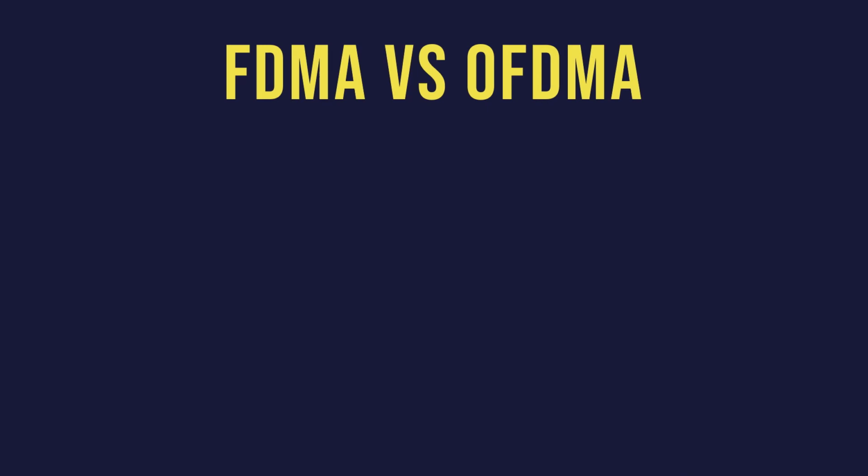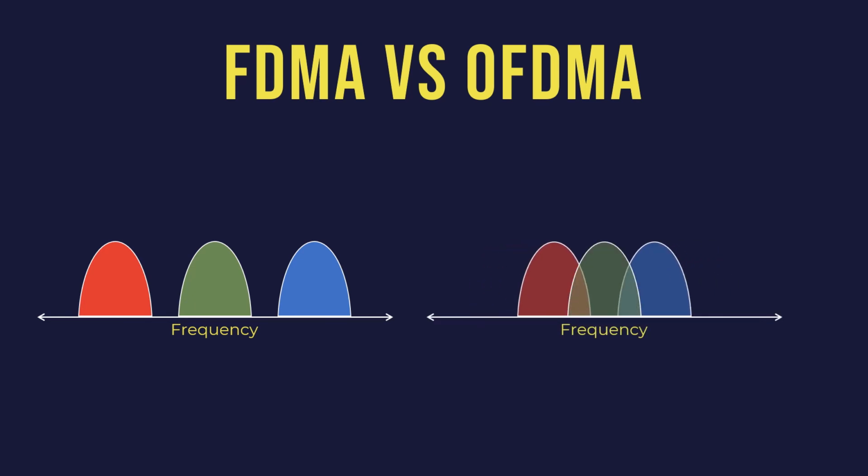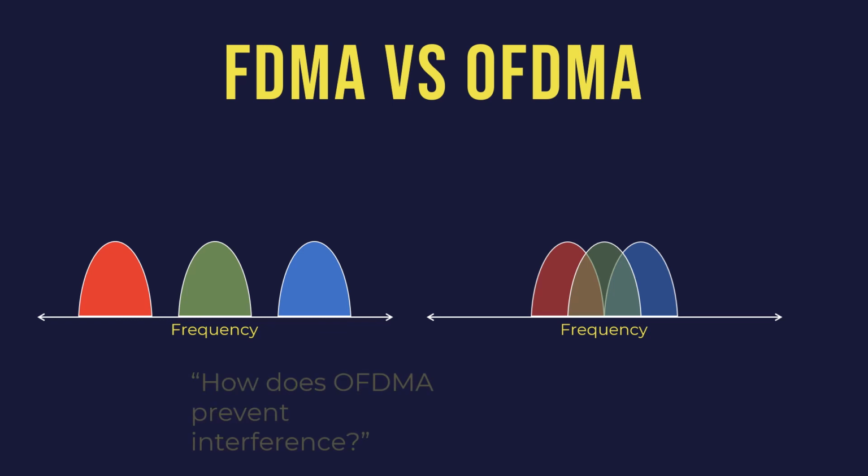What is the difference between FDMA and OFDMA? First, both divide the frequency to cater to multiple users. However, FDMA has non-overlapping channels, and OFDMA has overlapping ones. This way, a frequency band is more efficiently used by OFDMA than FDMA, since OFDMA can have more channels in a frequency band. But it begs the question, with overlapping of channels, how does OFDMA prevent interference?